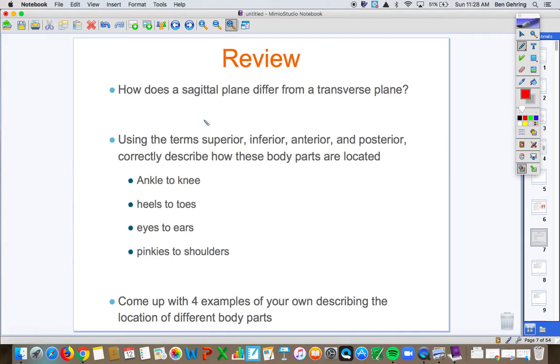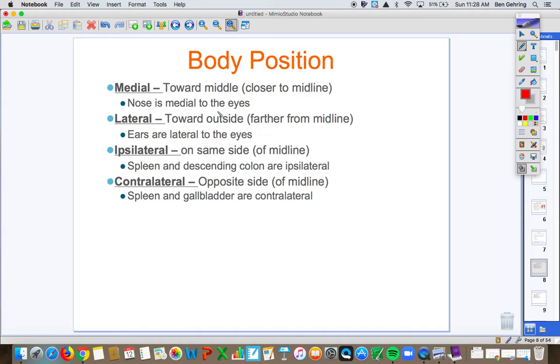All right, really quick. How does a sagittal plane differ from a transverse plane? Using superior, inferior, anterior, and posterior, describe how these body parts are located relative to one another: ankle to knee, heels to toes, eyes to ears, and pinkies to shoulders. And come up with 4 examples of your own describing the location of different body parts using those terms.